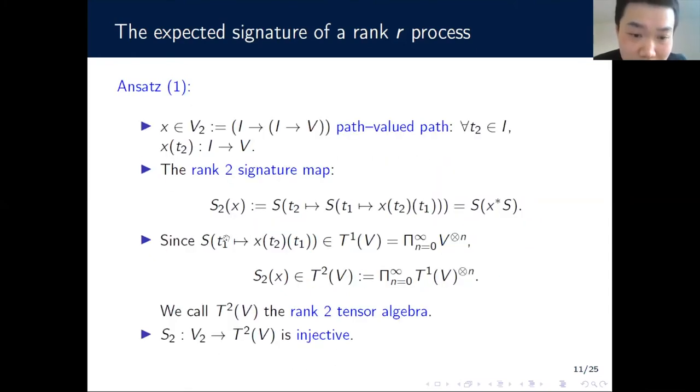Since the signature mapping takes values in the tensor algebra of V, if you take two signature mappings, then the target space should be the tensor algebra of the tensor algebra, which we denote by T2V. And we call it the rank 2 tensor algebra. Since the signature map is injective, it's not hard to see that S2 is also injective. It's a very important feature of this rank 2 signature map.